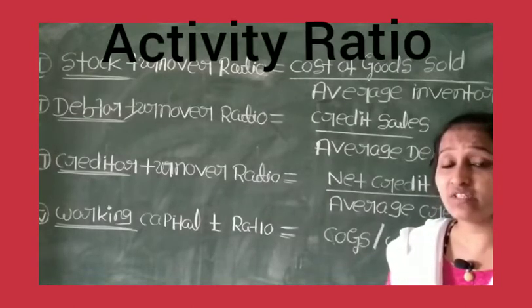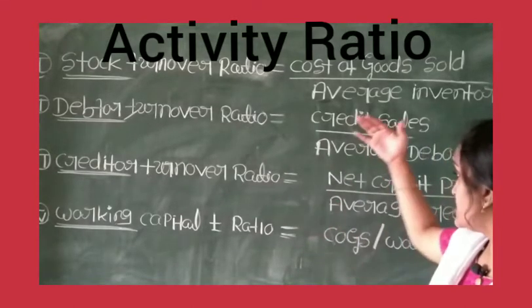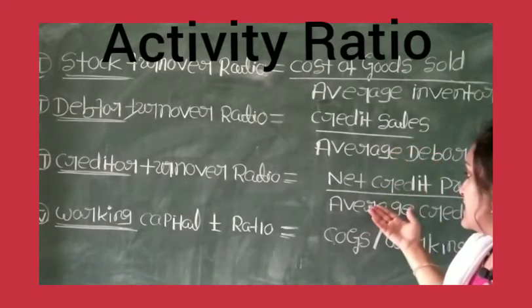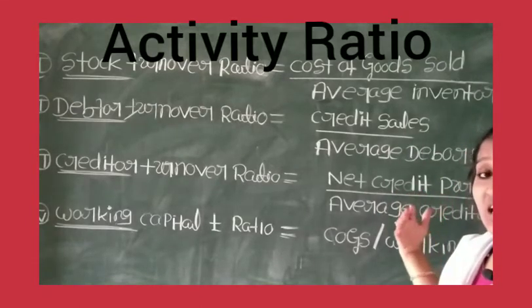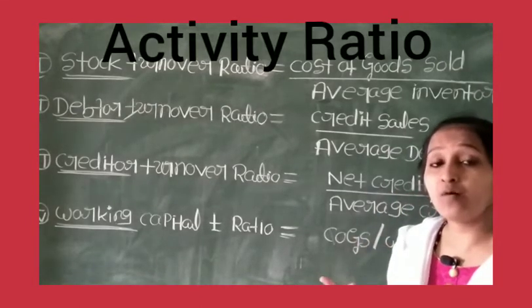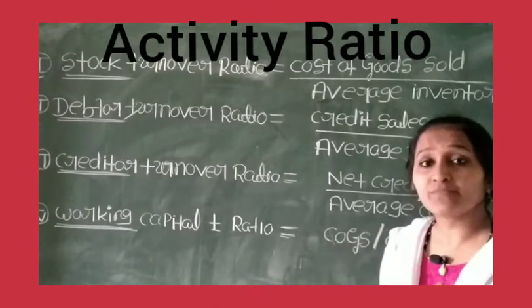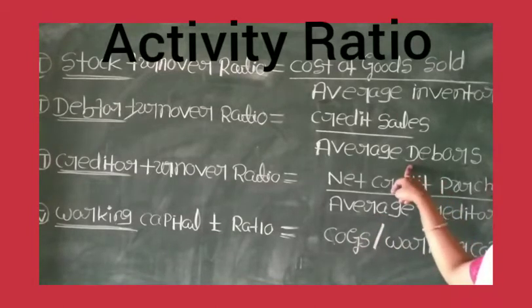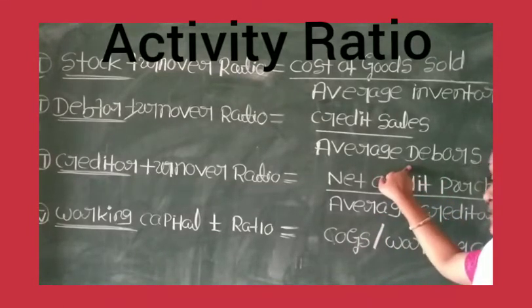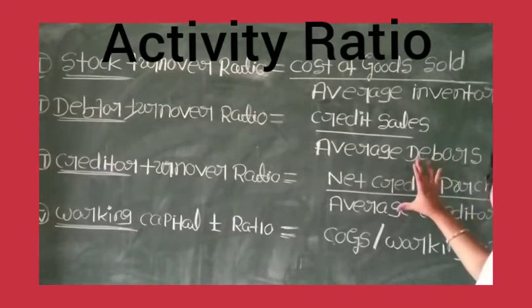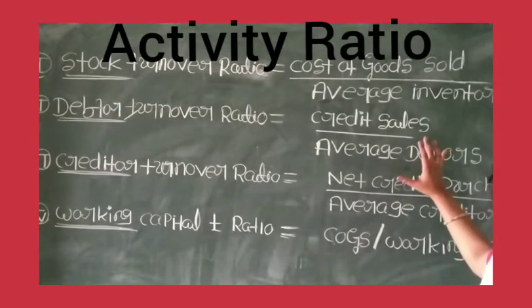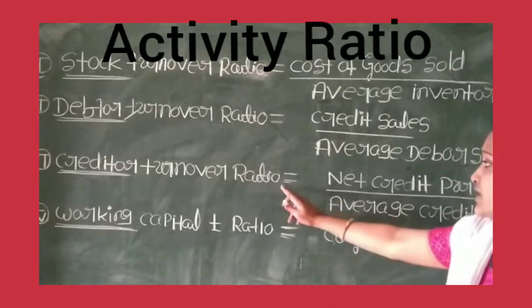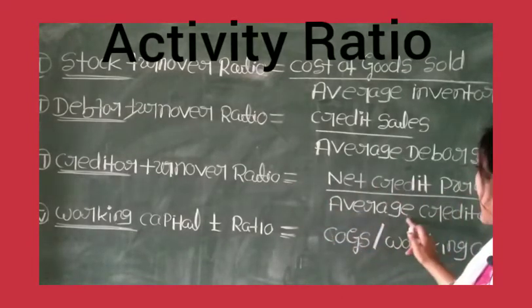What the creditor turnover ratio is telling is exactly the opposite of credit sales. So net credit purchases. If in the debtor ratio we use sales, here it is net credit purchases: how much we have purchased on the basis of credit, we are supposed to enter. Then here you are supposed to take average creditors, as you have taken average debtors in the previous formula. So these formulas are interrelated. If you know the debtor turnover ratio, the creditor turnover ratio will be very easy. So here the creditor turnover ratio is net credit purchases divided by average creditors.